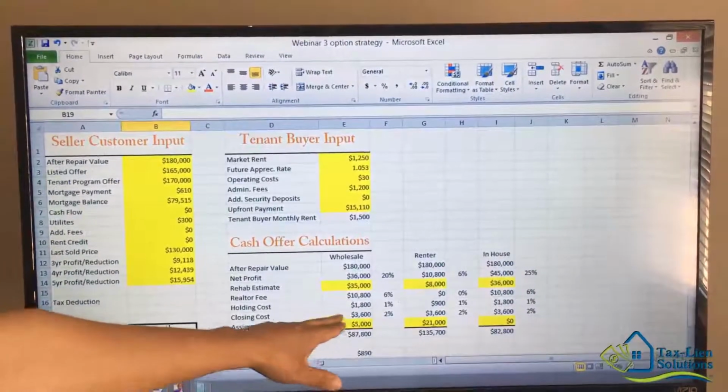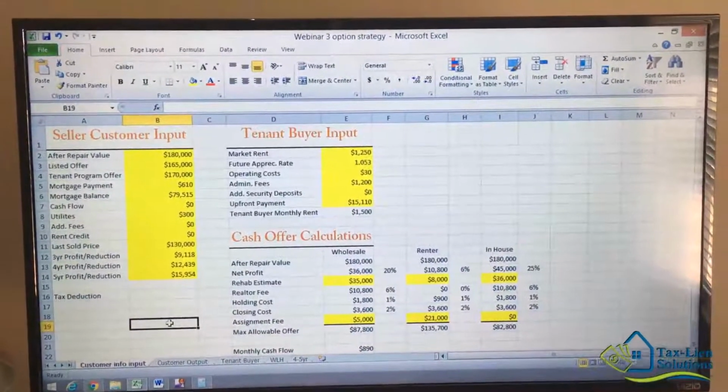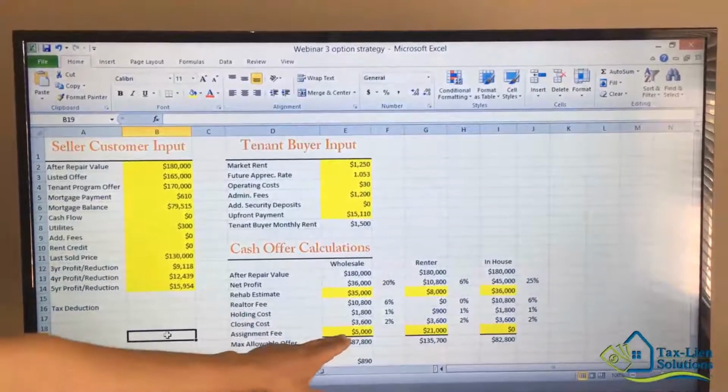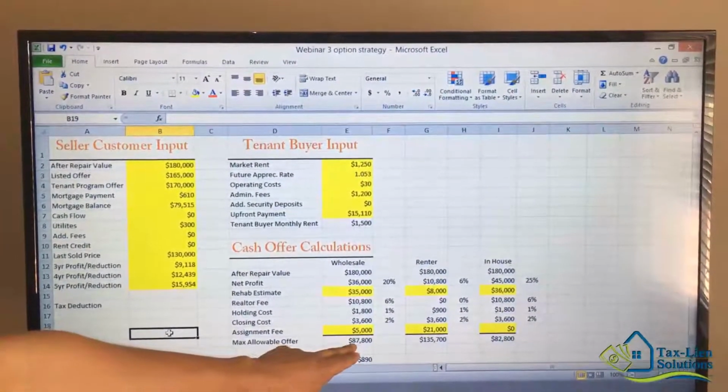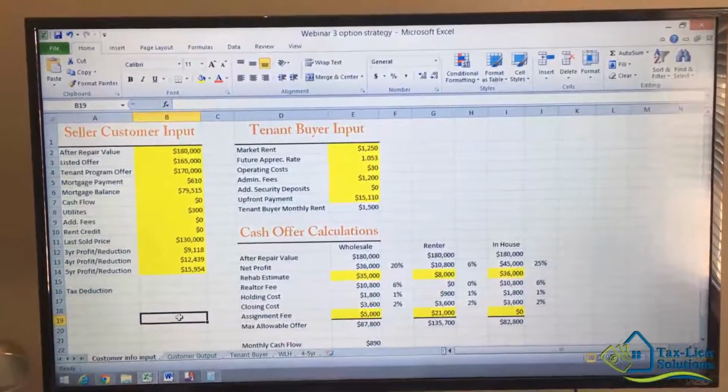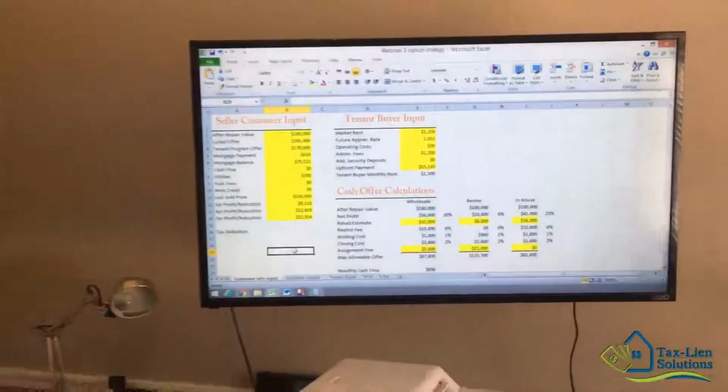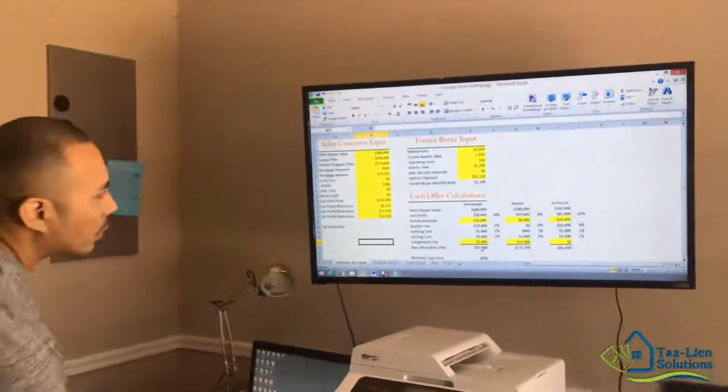But then we also have 2% for closing cost. Okay, and then if we want to wholesale this deal, we want to make a minimum of $5,000. So automatically our cash offer to this client would be $87,800. Okay, now from this next screen, this is how we came up with that number of $87,800.